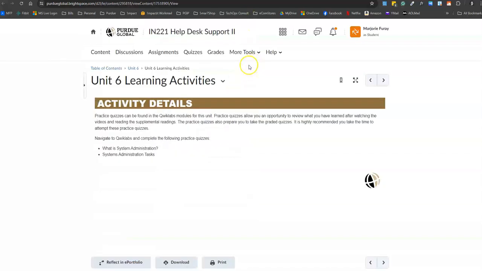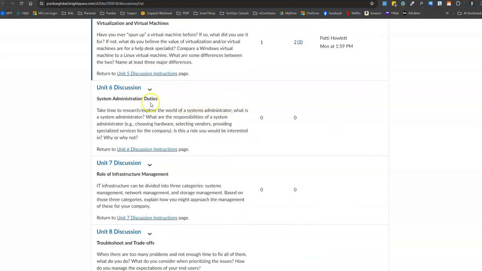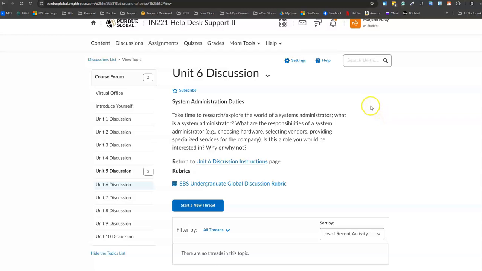Your learning activities: Quick Labs practices, of course the quizzes, what is system administration, and system administration tasks. And then your discussion for this week in Unit 6 is system administration duties. Basically, you're going to take some time to research and explore the world of system administrators. What is an administrator? What are the responsibilities of a system administrator? Choosing hardware, selecting vendors, providing special services for the company. Is this a role you would be interested in?